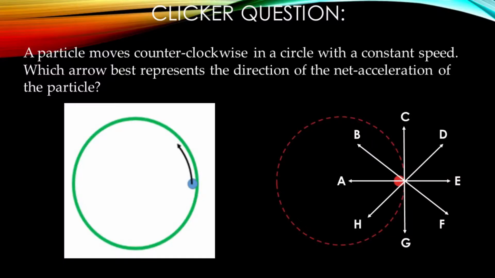Okay, so now this is coming back into our discussion of acceleration when it comes to circular motion. And so what this question says is a particle moves counterclockwise in a circle with a constant speed. Which arrow best represents the direction of the net acceleration of the particle? So go ahead and talk about this one.